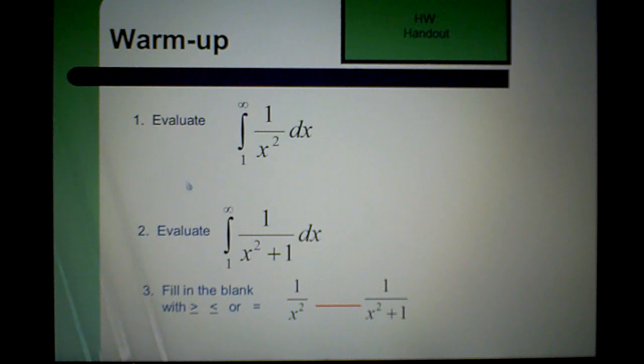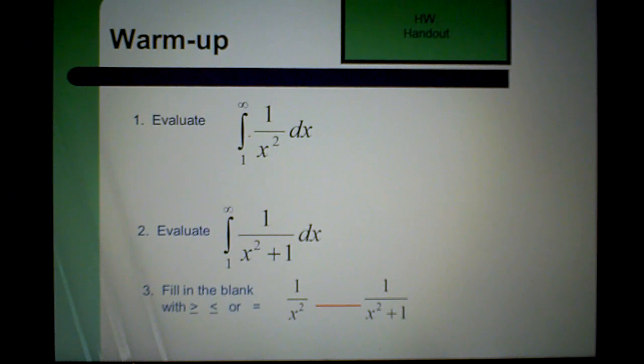So today this video is going to be following your improper integrals one, and this is going to be talking about comparison tests in order to evaluate improper integrals. So I have a warm-up on a regular improper integral.